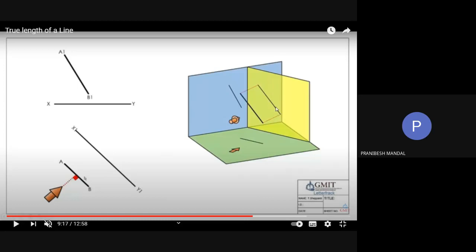This line, with this particular horizontal line, if this angle is measured, this line will have an angle with the horizontal line, yes or no? Yes, sir. This is the angle with the horizontal plane, isn't it?